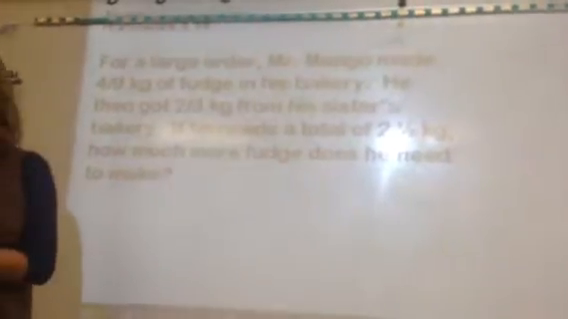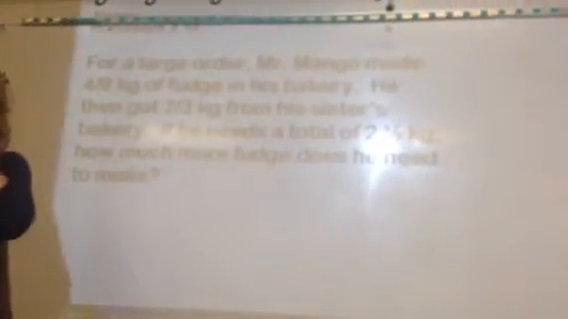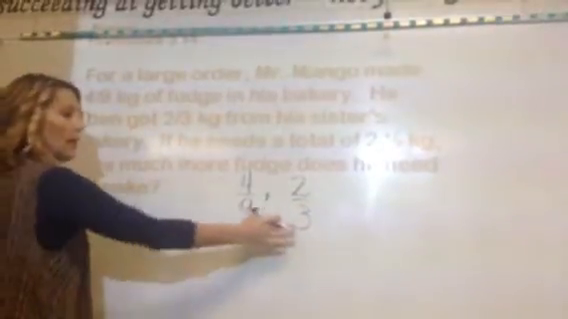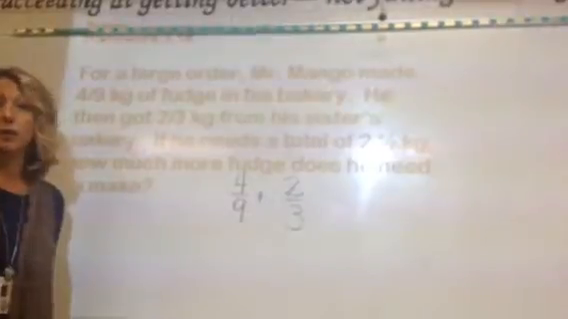Most of the time when we have problems like this, we've been combining the two and then subtracting from the total. So let's start with the 4/9 added to the 2/3. The 4/9 that he made and the 2/3 that he got from his sister's bakery. What's a good bottom number with 9 and 3? 27 will work, but which is better?